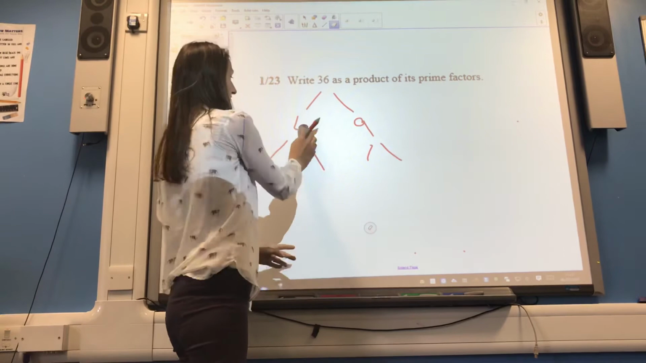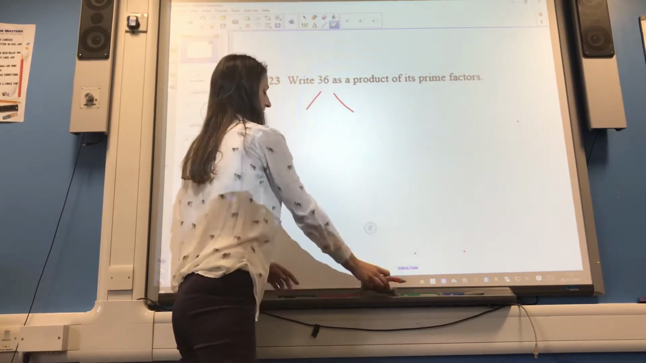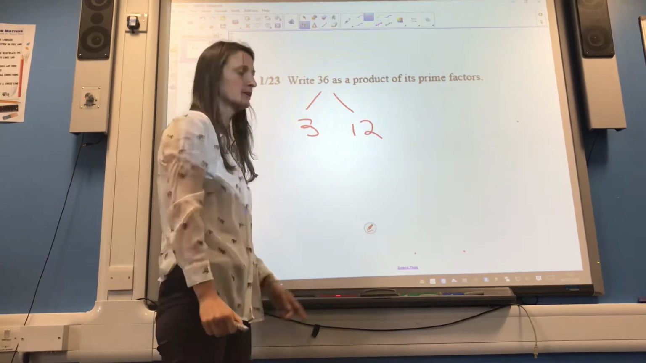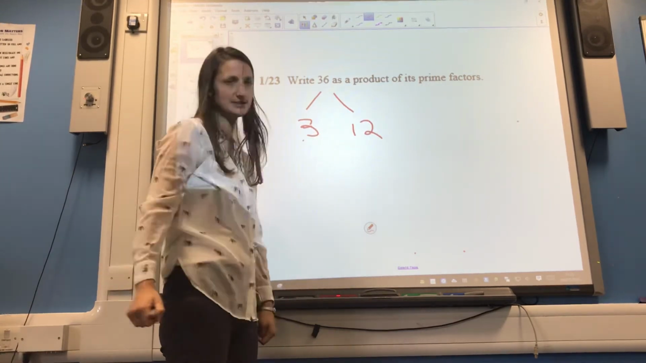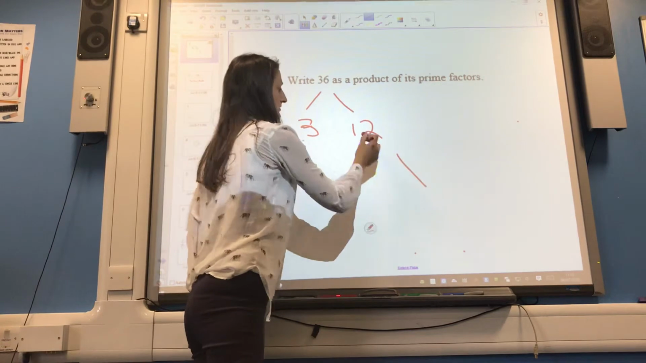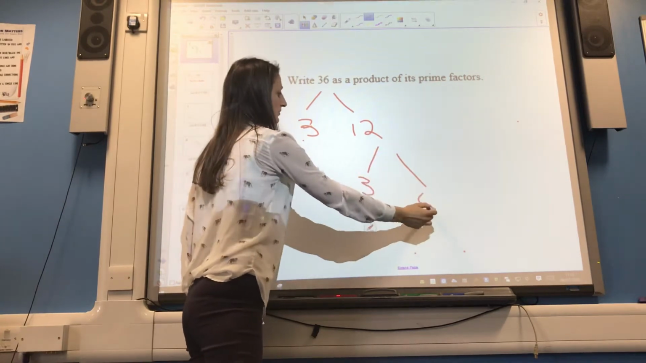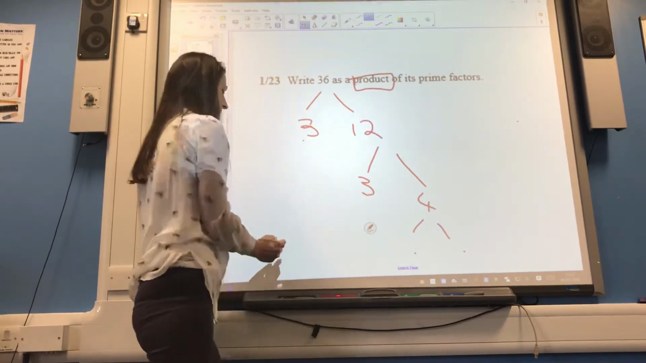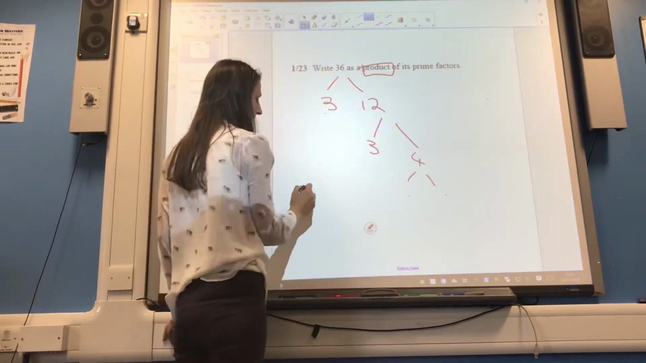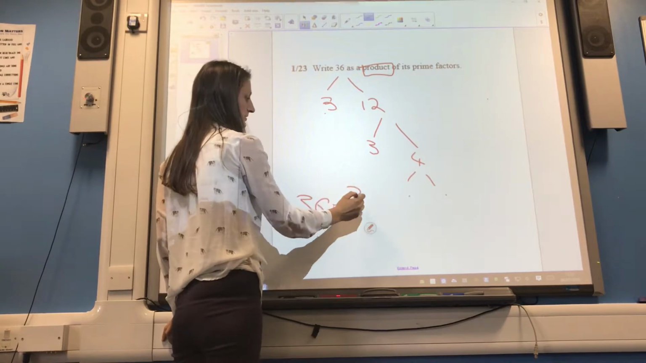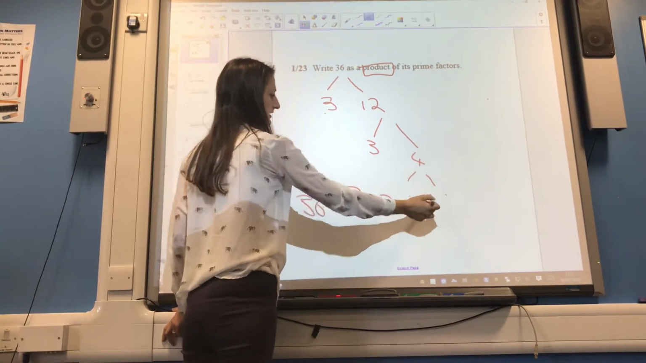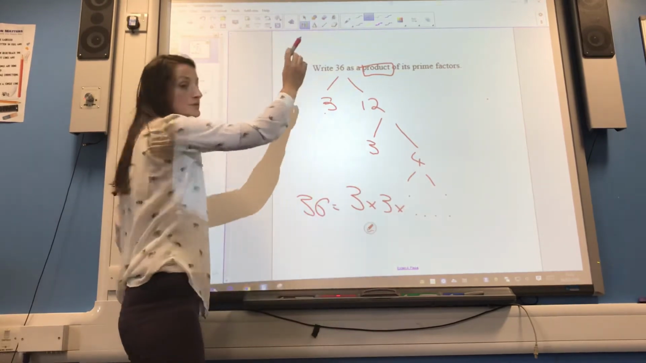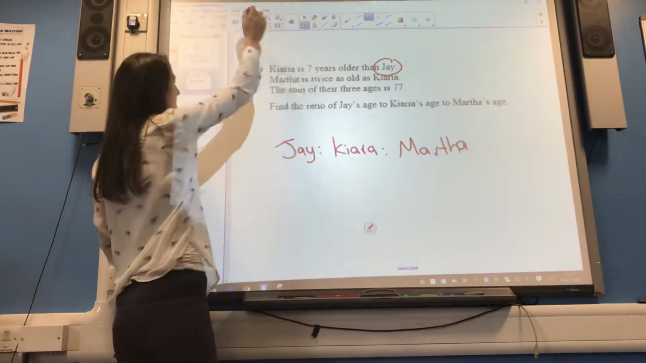You might have chosen different numbers. Instead of 4 and 9, you might have chosen 3 and 12. That's absolutely fine. 3 is a prime number, so you don't need to split it up. 12 splits up into 3 and 4. And then to finish the question, to write it as a product, you would have to write 36 equals 3 times 3 times 2 times 2. Pause the video if you need to make any corrections.